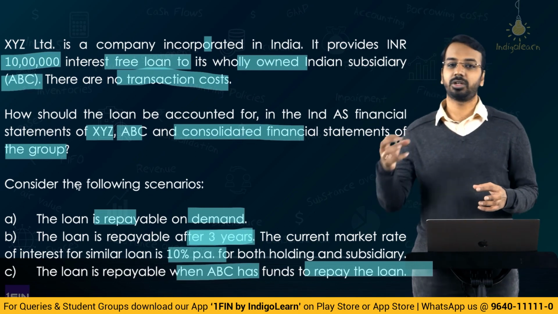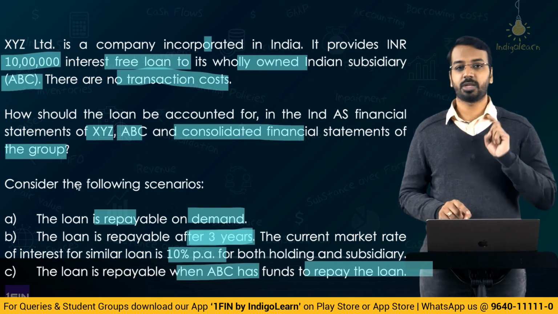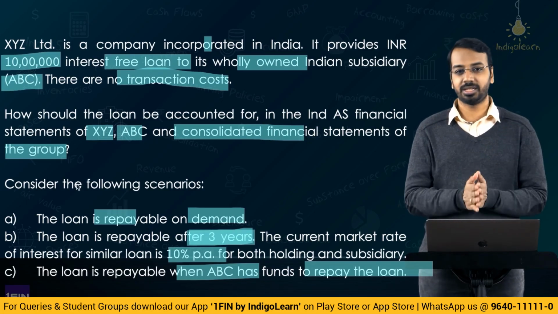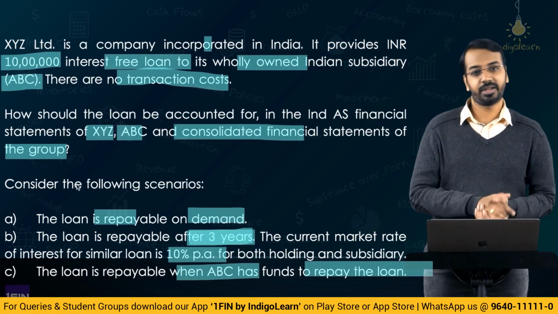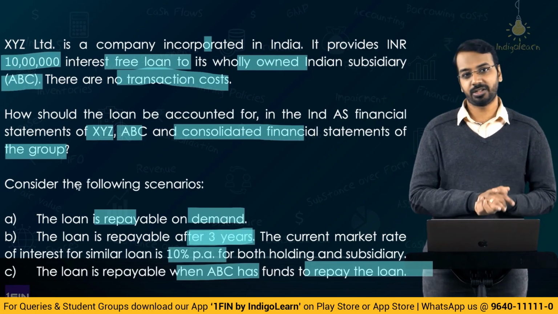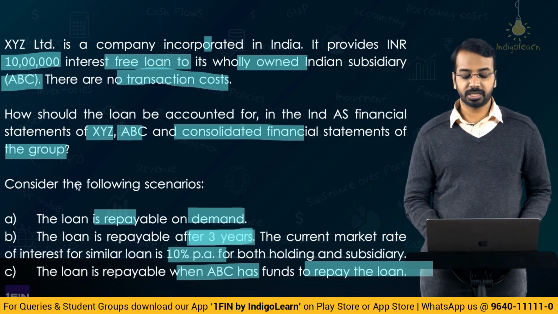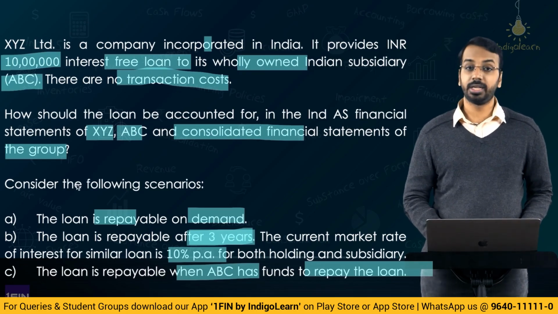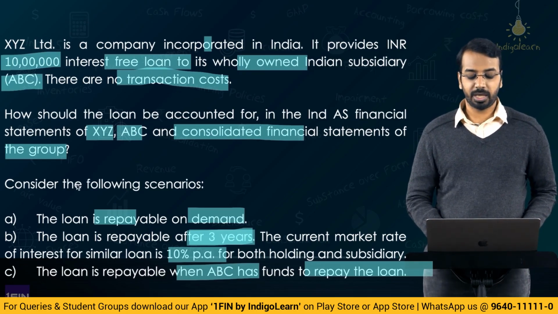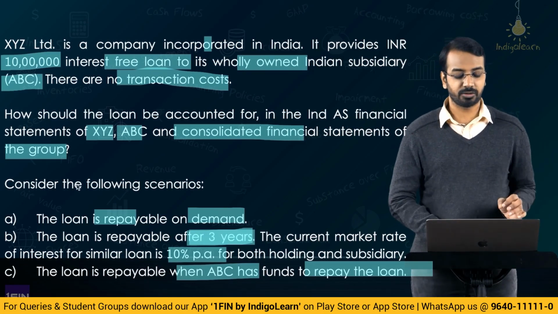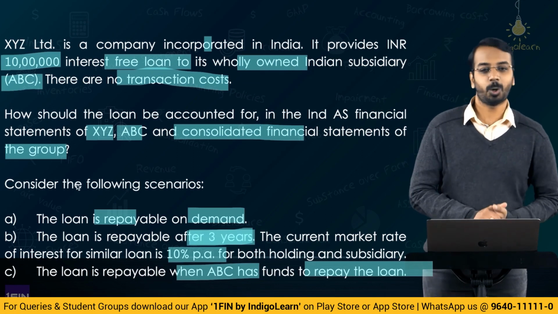So, the parent has given an interest-free loan to the subsidiary, and now we have to see how we account for this loan in the individual financial statements and in the group financial statements. Consider the following scenarios. First, the loan is repayable on demand. Second, the loan is repayable after 3 years and the current market rate of interest for a similar loan is 10% per annum for both holding and subsidiary. Third, the loan is repayable when ABC has funds to repay the loan. So, the first scenario says the loan is repayable on demand.